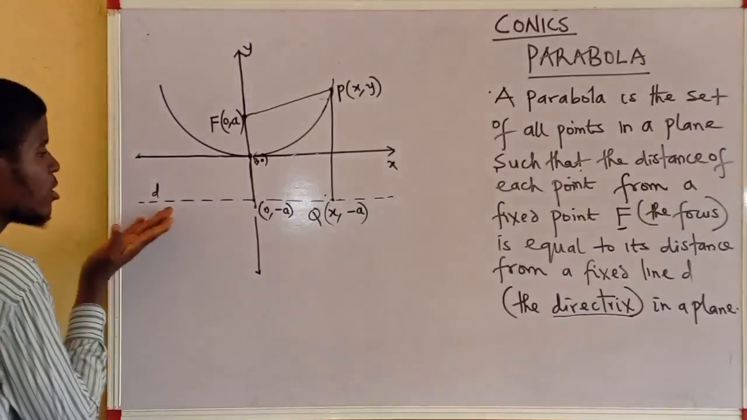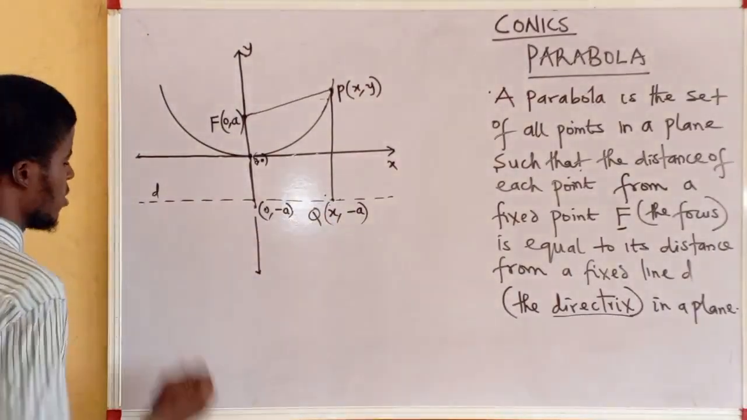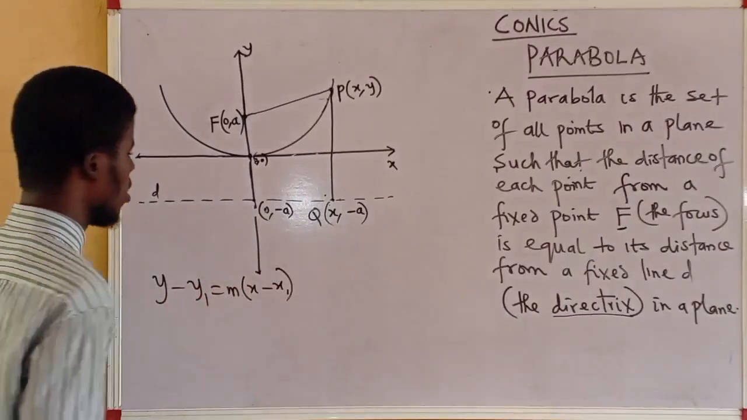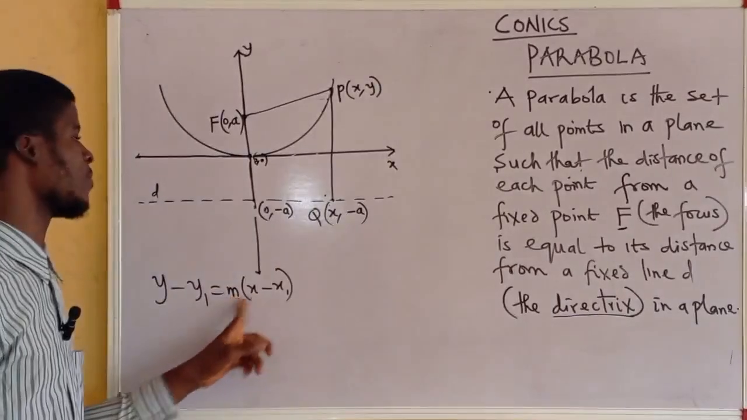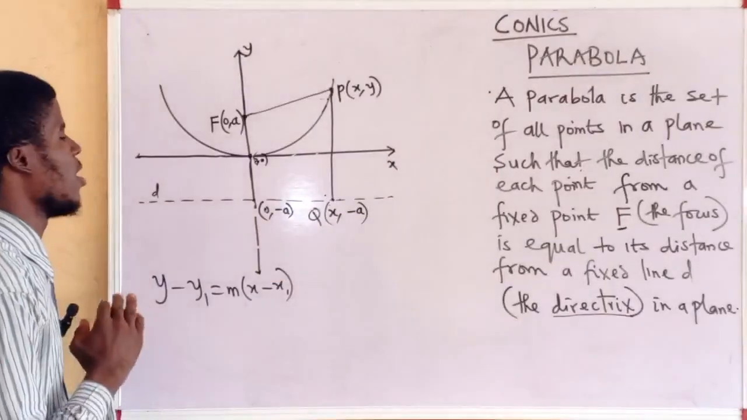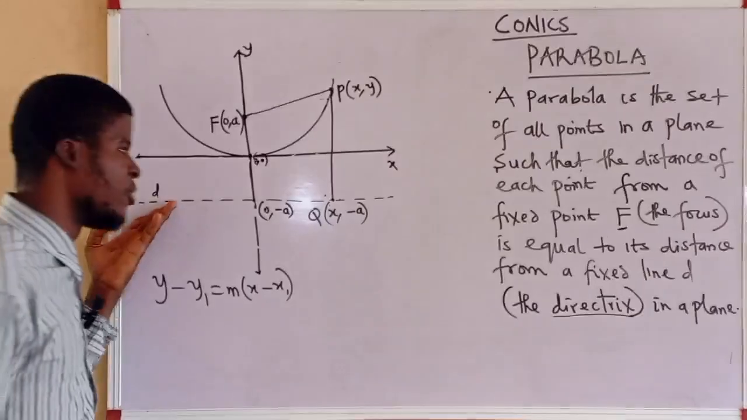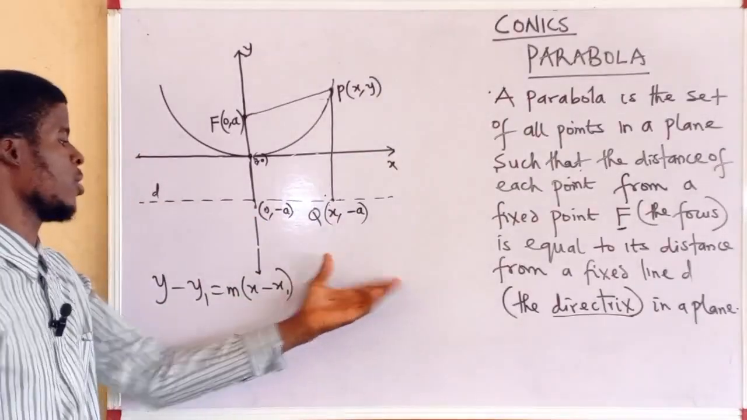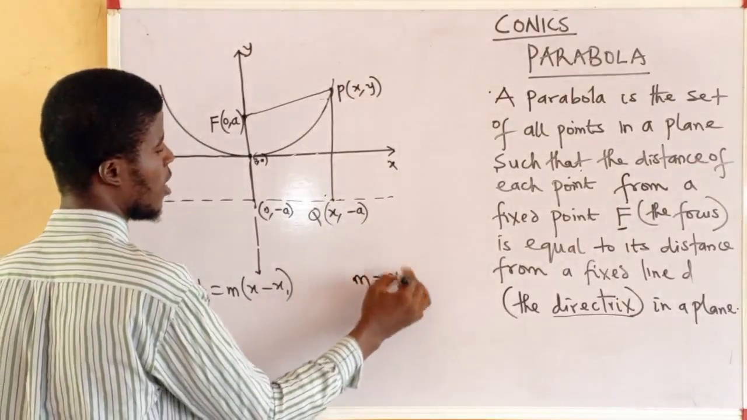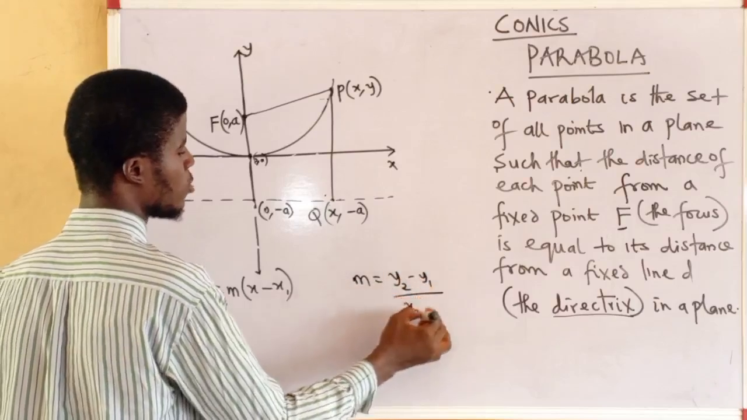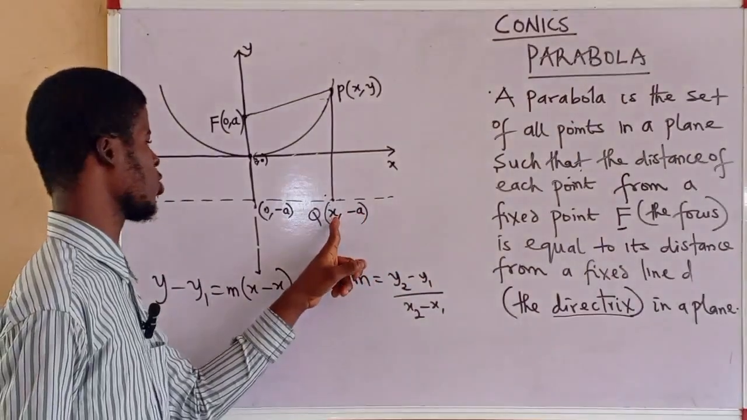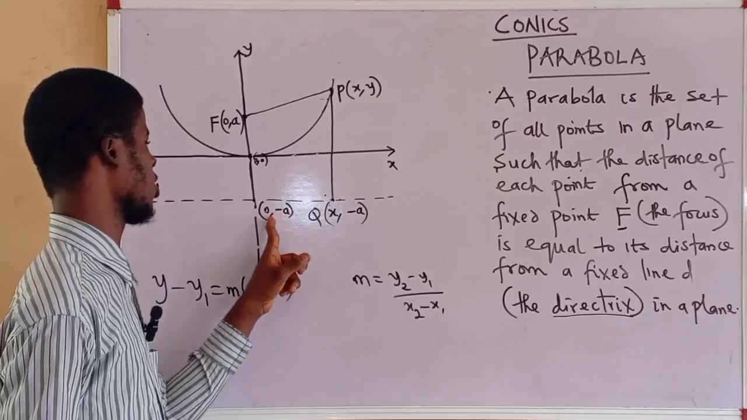For a straight line, the directrix is a straight line. So we have that y minus y1 is equal to m times x minus x1, where m is the gradient of the straight line. So what is the gradient of this directrix? Actually, the gradient of this directrix is equal to 0. Yes, see it. Let's determine the gradient. Gradient is y2 minus y1 upon x2 minus x1. So this is y2, x2, y1, x1.